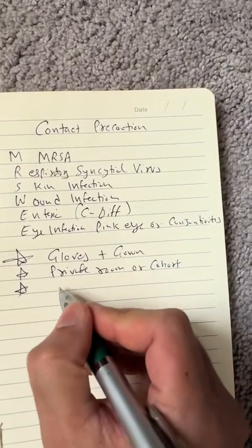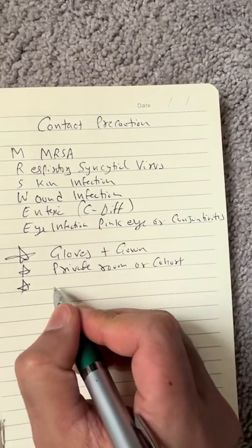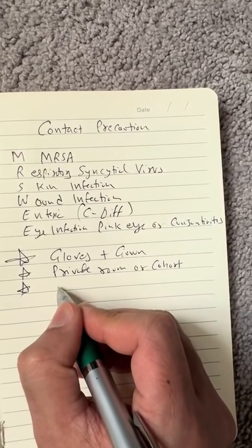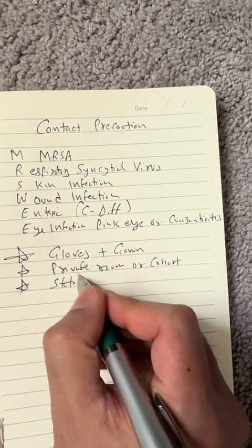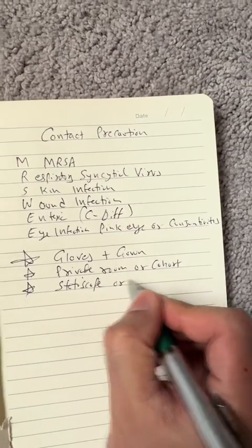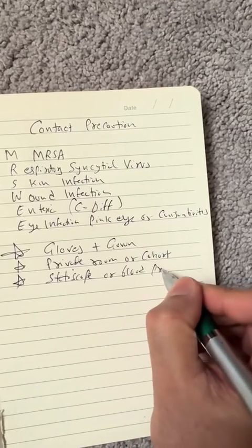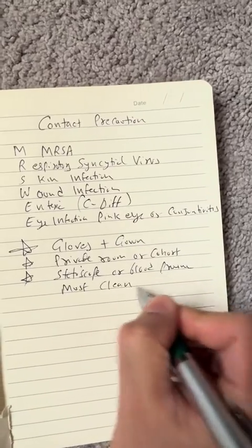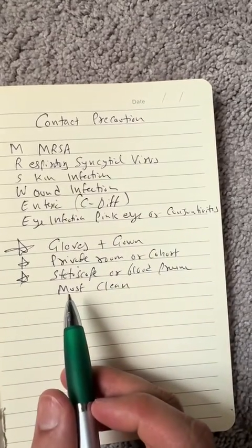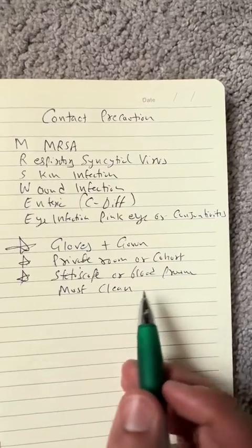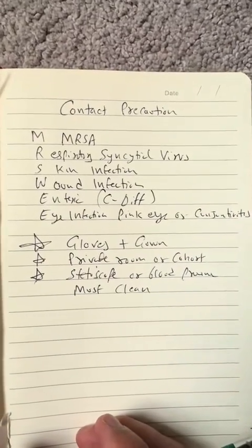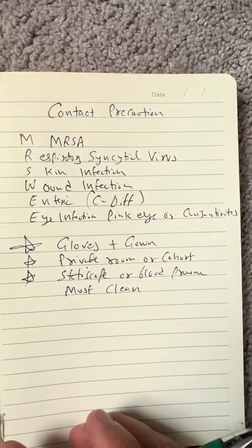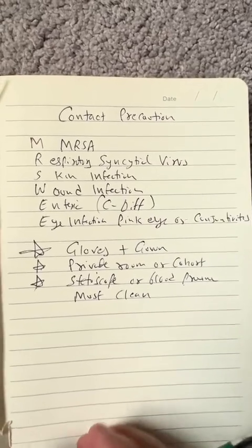And you must use dedicated equipment. If you are using their stethoscope or blood pressure cuff, then you must clean it. They have to have their individual stethoscope and their individual blood pressure cuff. Each patient has their own. And if you're using it, you must clean it before and after use. So that comes under contact precaution.